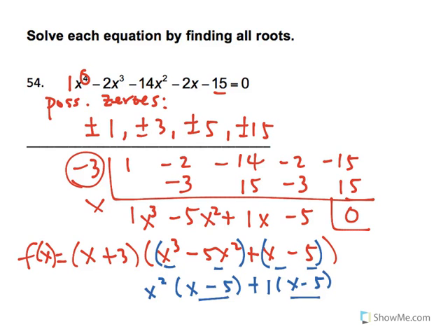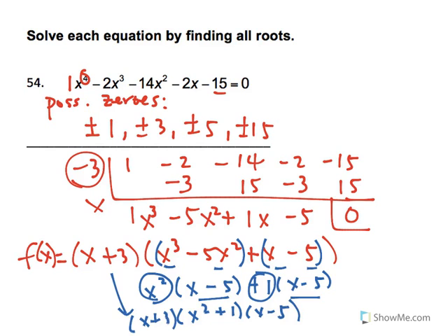Now since we have the last two terms looking the same, we're going to factor that out. So what goes in the front is x squared plus 1 with x minus 5, and that's how you factor. And then don't forget to bring down the x plus 3. So this is the complete factorization for the problem.